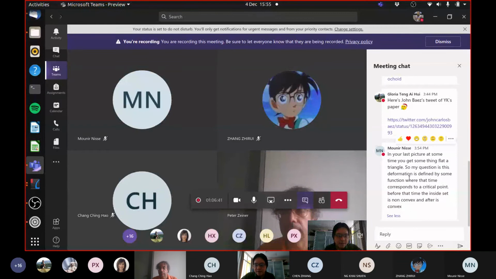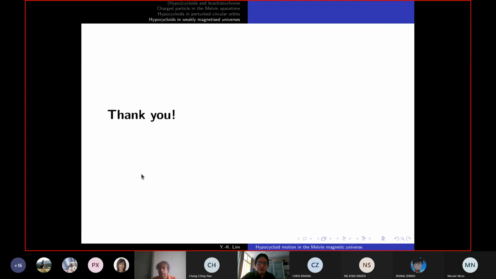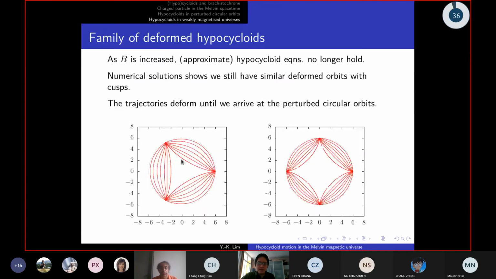So is this deformation defined by some function where the time corresponds to a critical point, convex and non-convex? So yes, this family of curves are obtained as numerical solutions, and these different curves are obtained by changing the B. So I would expect this is a function of the magnetic field strength. Although the exact critical point where it becomes convex to concave, I guess we can't really tell because they are numerical solutions.